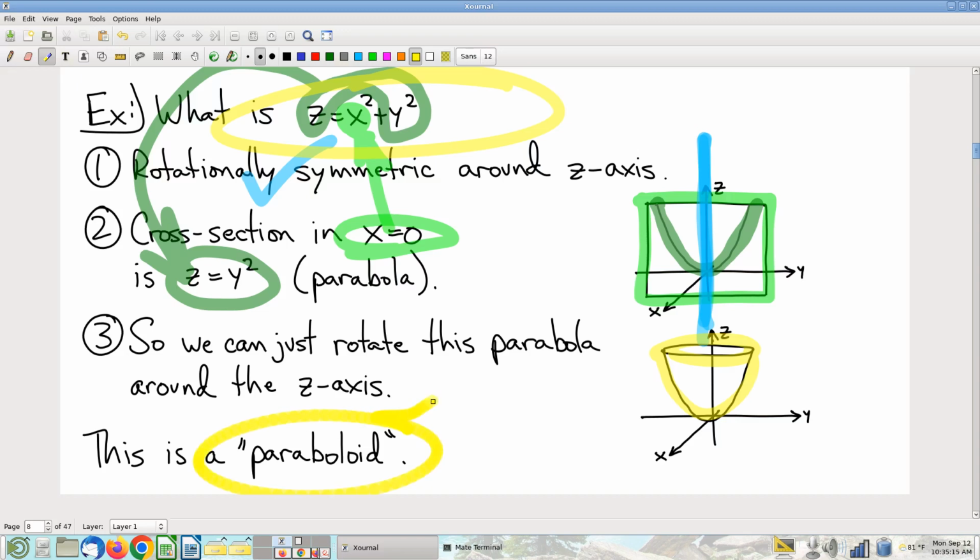Side note, this is called a paraboloid. Is everybody happy or just quiet? No questions? Yes? Does the expression x squared plus y squared have to necessarily be under the square root? No, because one way to say it is that x squared plus y squared is that square root squared.